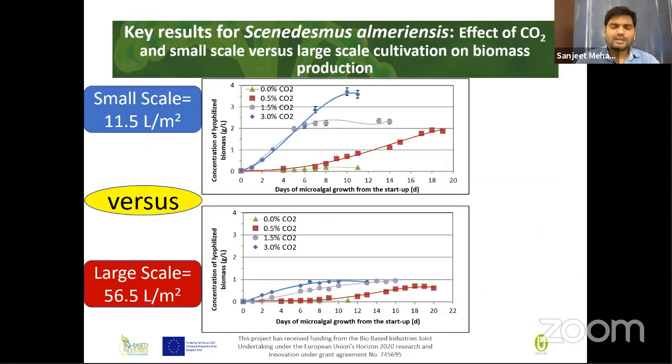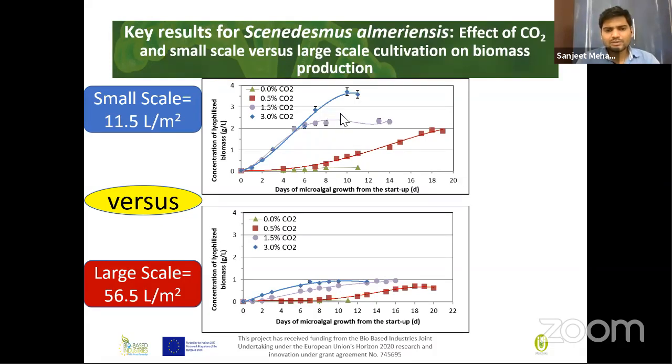Then in the second phase, we compared the results of small scale versus large scale cultivation systems. We found that in the large scale cultivation system, the biomass productivity was below 1 gram per liter of biomass, while in the small scale it was around 3.8. So the large scale cultivation system has lower biomass productivity compared to the small scale system.